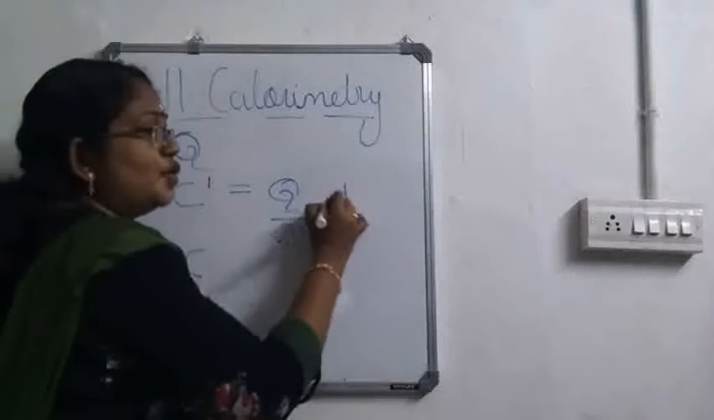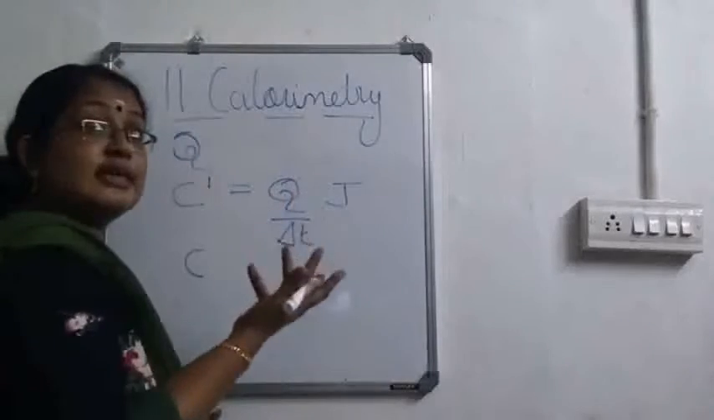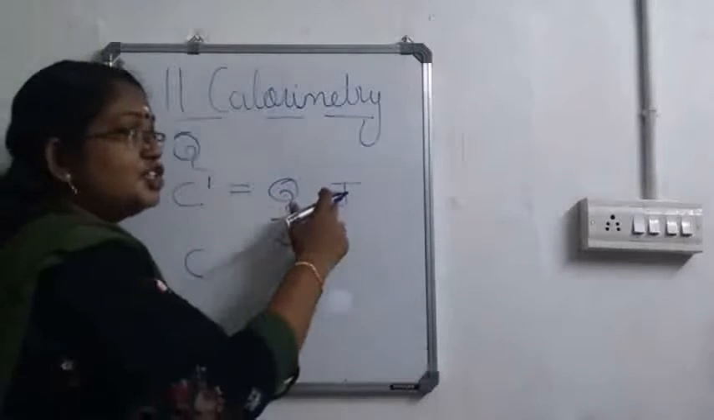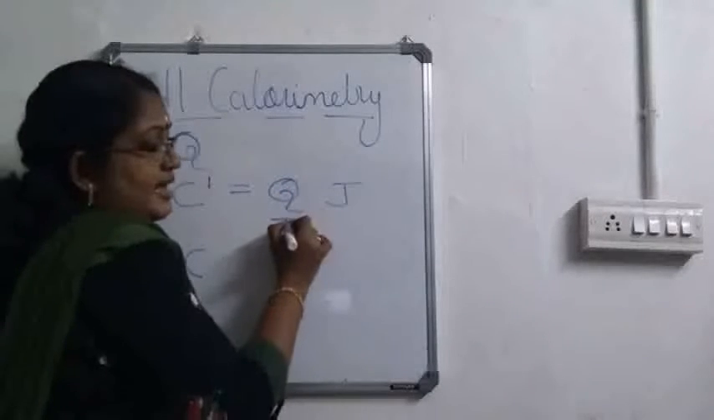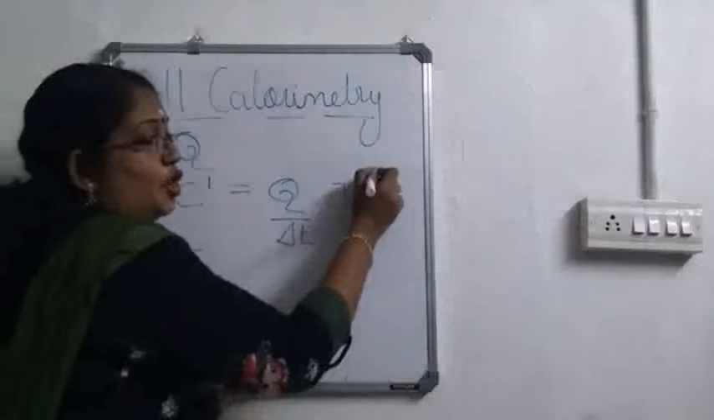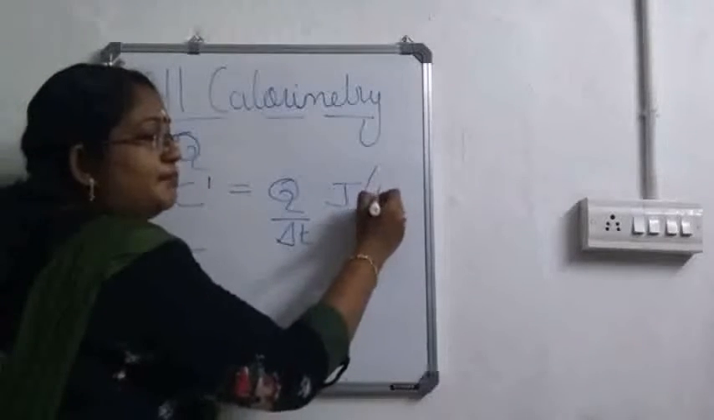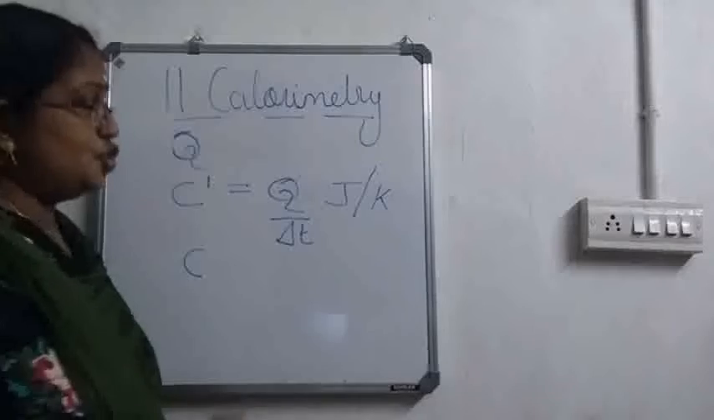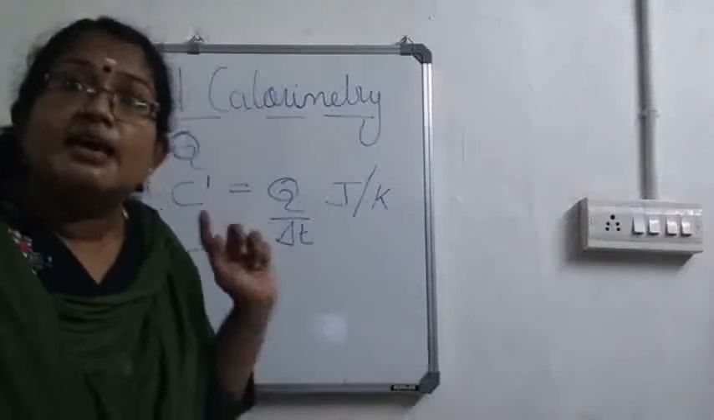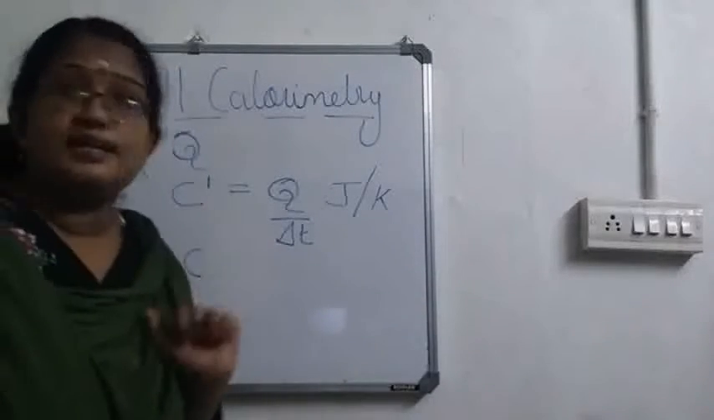What is the unit for Q? Q means it is heat. Heat is a form of energy, so it is joule. Then temperature comes in the denominator, so I should put the bar sign. What is the SI unit for temperature? Kelvin. So joule per Kelvin is the SI unit of heat capacity.